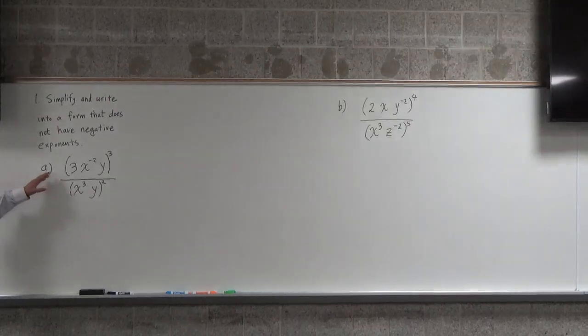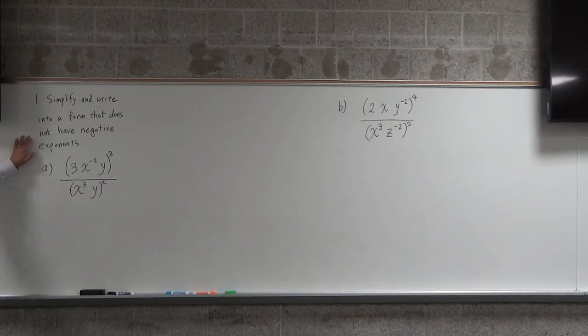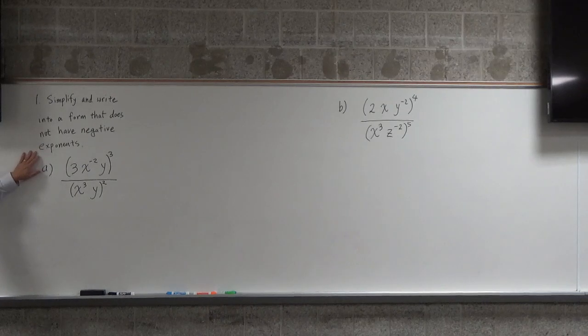Here we have (3x^-2 y^3)^3 over (x^3 y^2)^2. The question says to simplify this and write it in a form that does not have negative exponents. We'll talk about this later. Let's just try to simplify for now.